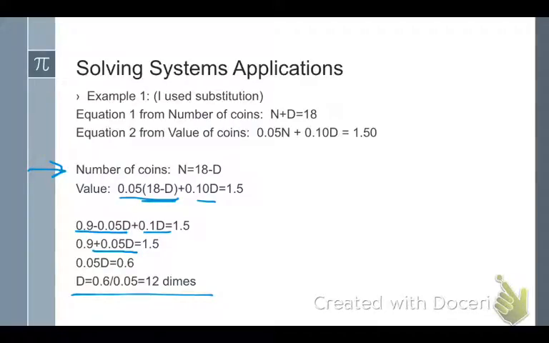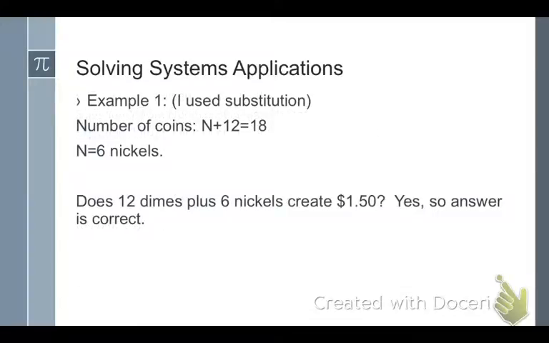So if I have 12 dimes, I have to figure out how many nickels I have. And that goes back to, well, how many coins did I have? The number of coins I had added up to 18. So n plus 12 will be 18, so I must have 6 nickels.